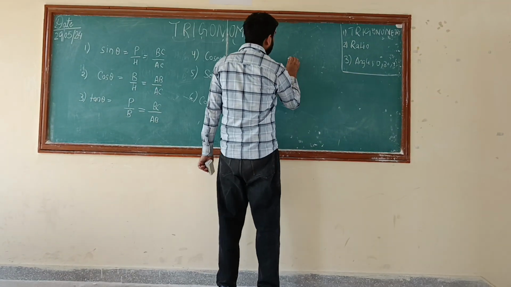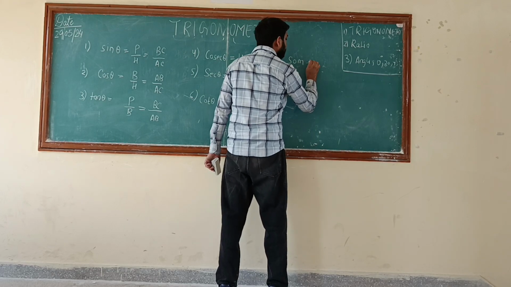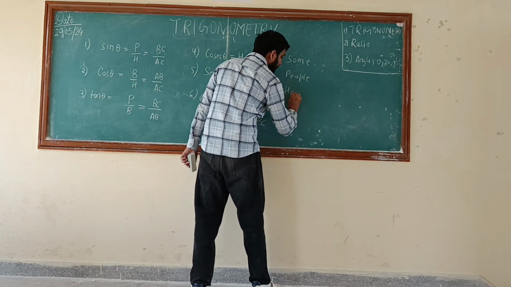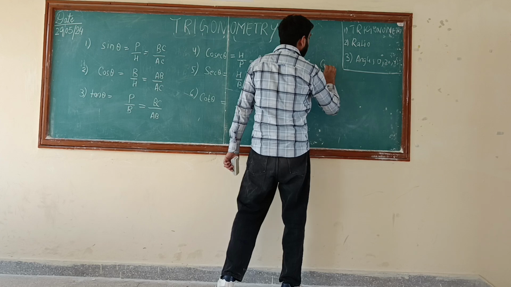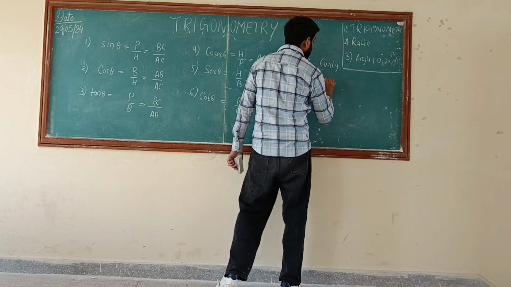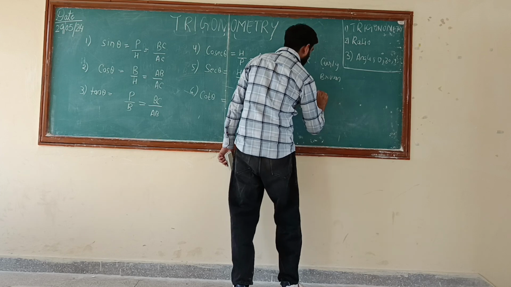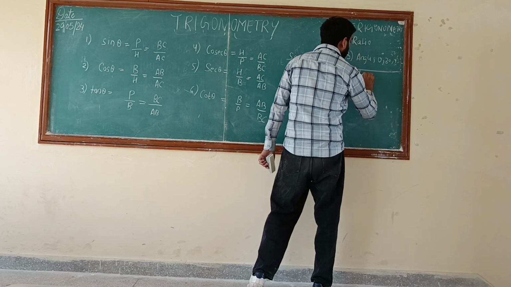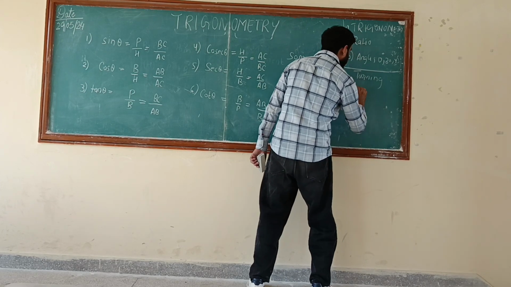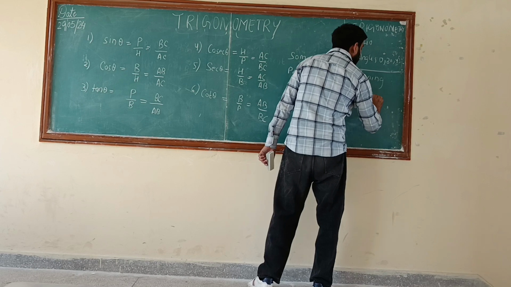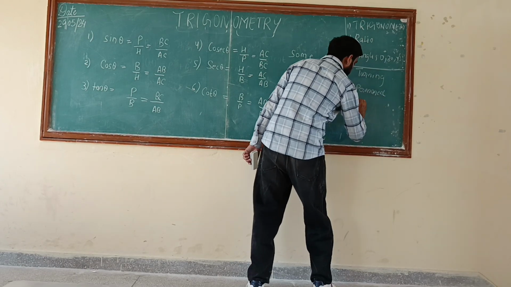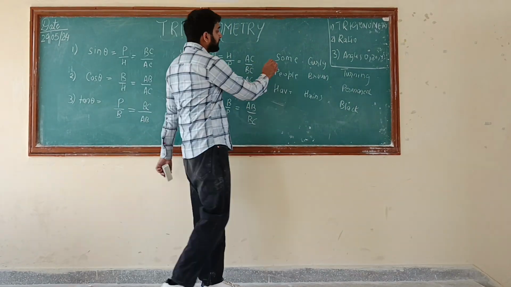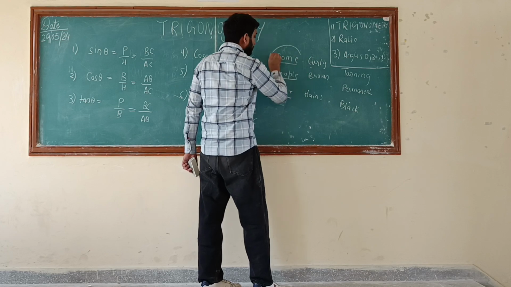The first one is: Some People Have Curly Brown Hairs Turning Permanent Black. So here the first one is Some People Have.